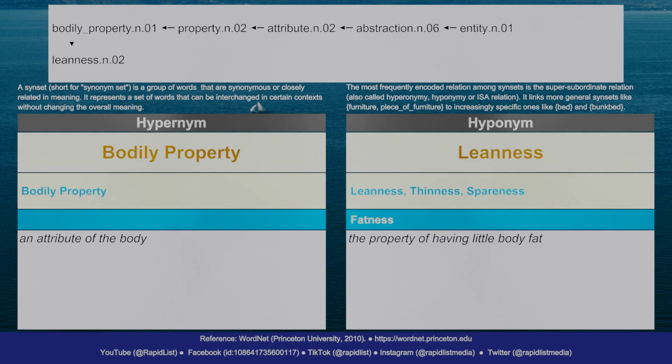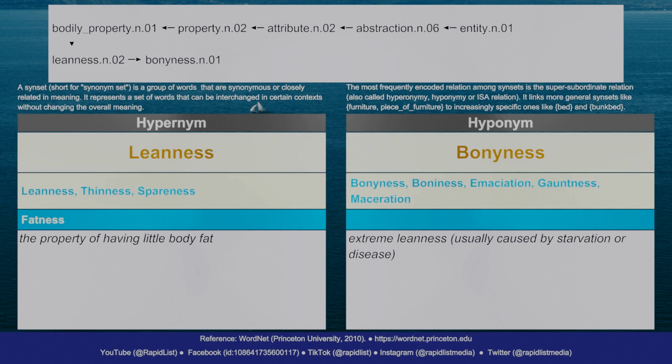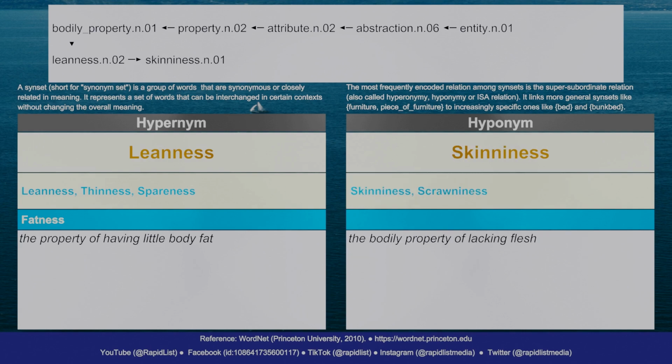Leanness. The property of having little body fat. Boniness. Extreme leanness, usually caused by starvation or disease. Skinniness. The bodily property of lacking flesh.